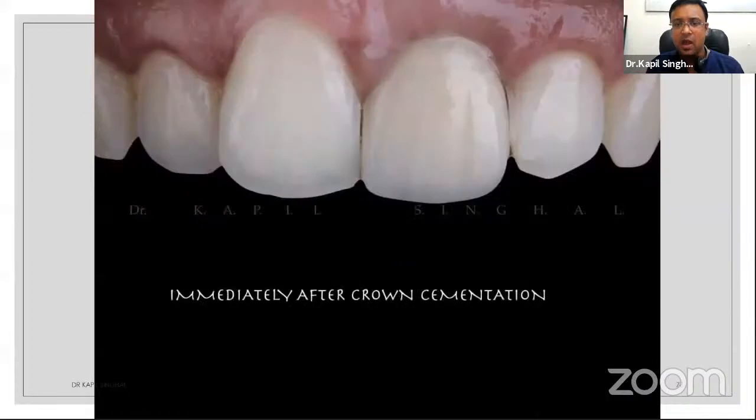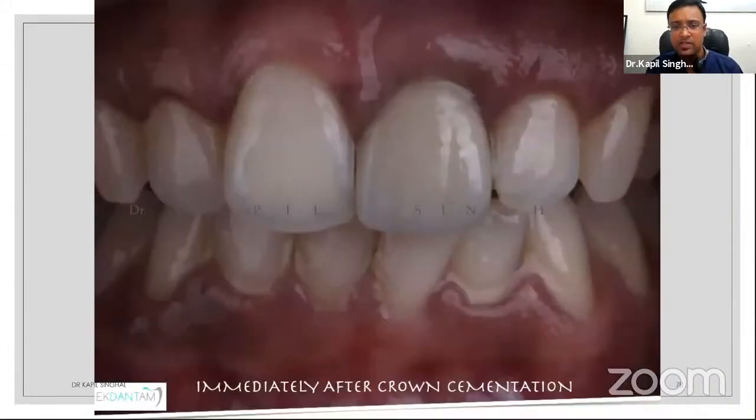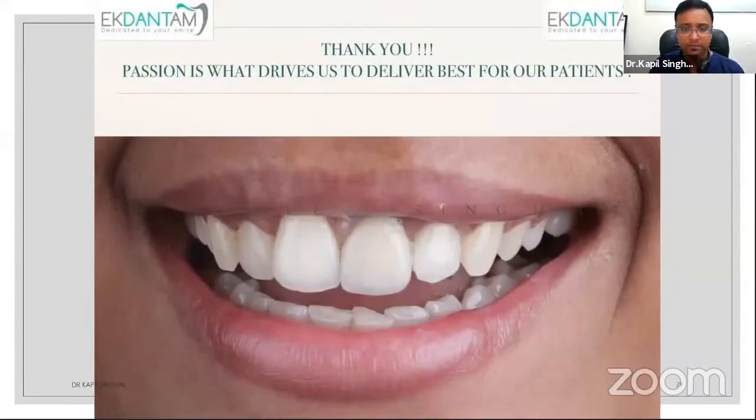And this is how the crown looks immediately after cementation. So you can get very good aesthetics if you're going for an immediate implant, because as the patient came to me, I placed the implant and gave the provisional that maintained the papillas and the soft tissue bulk over that area.